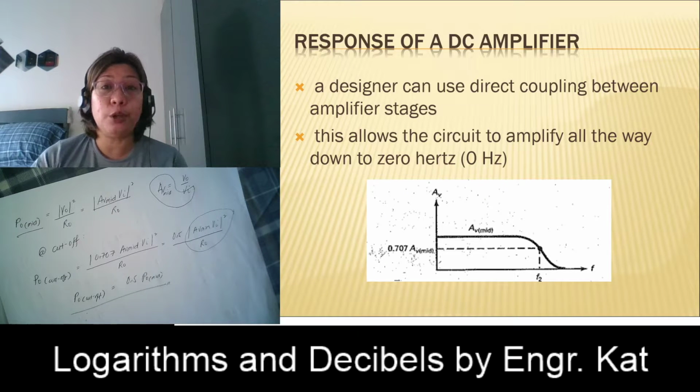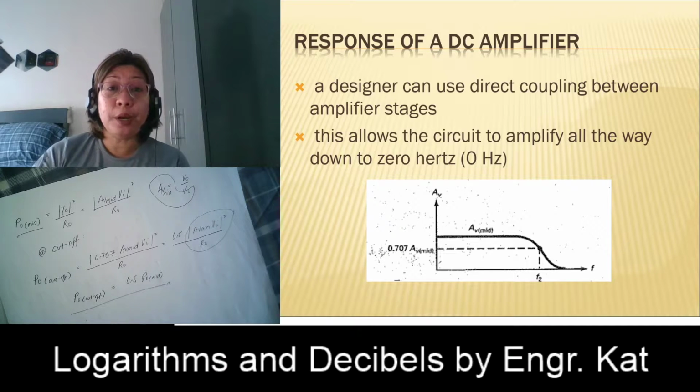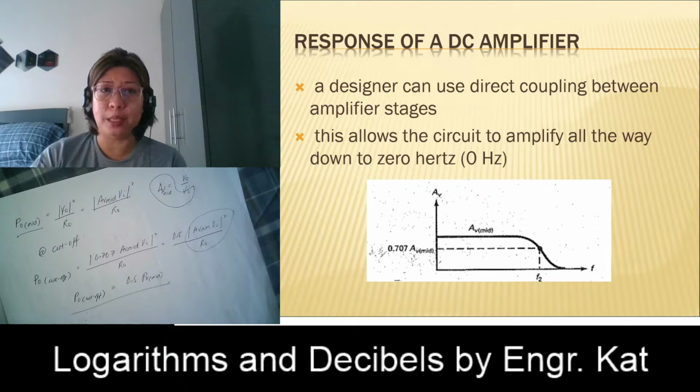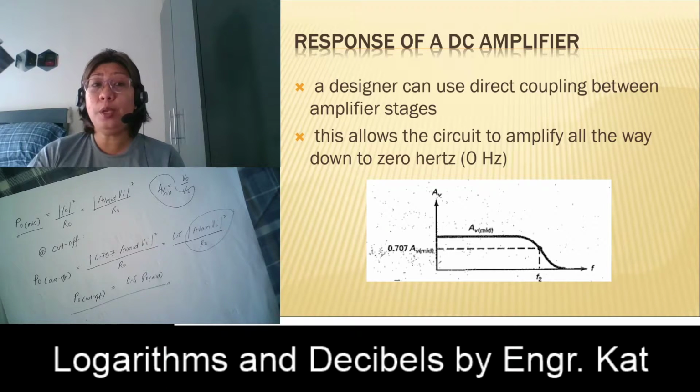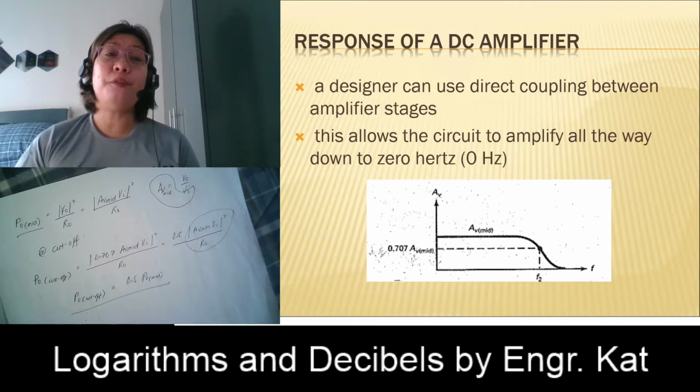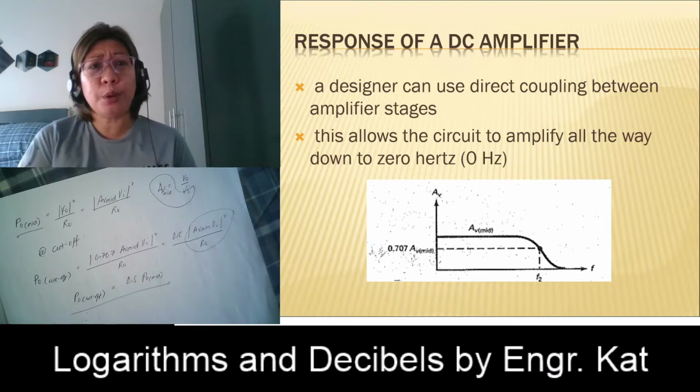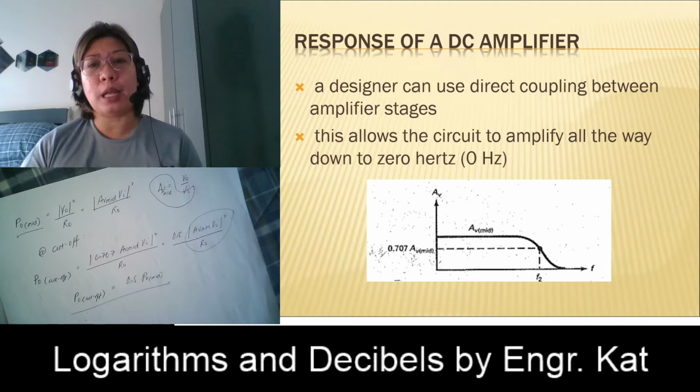So this allows the circuit to amplify all the way down to 0 hertz. Therefore, since there will be no dominating capacitor that will dictate your lower cutoff frequency, we will be starting from 0. You are going to amplify up to a certain upper cutoff frequency, because the upper cutoff frequency is dependent on the type of transistor that you are using and on the wiring and your circuit parameters. So therefore, you still have your upper cutoff frequency.